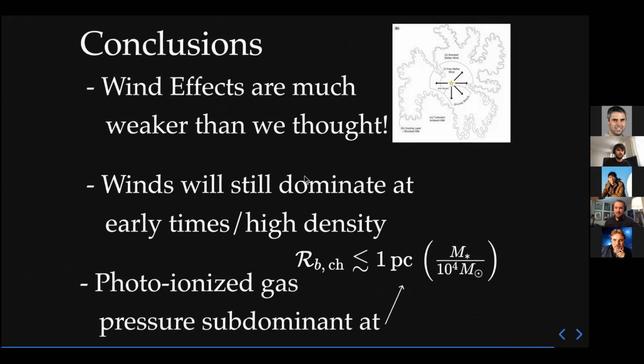So I guess with that, I'm maybe 3 minutes over time. I will say that wind effects are much weaker than we thought. It is still true, I don't mean this to say that winds are completely unimportant. They can still dominate at early times, and we derive some characteristic time scale or spatial scale for when that should happen. And at these earliest times, feedback from photoionized gas should be subdominant. And this is important for your most extreme star formations. And with that, I guess I will take care.